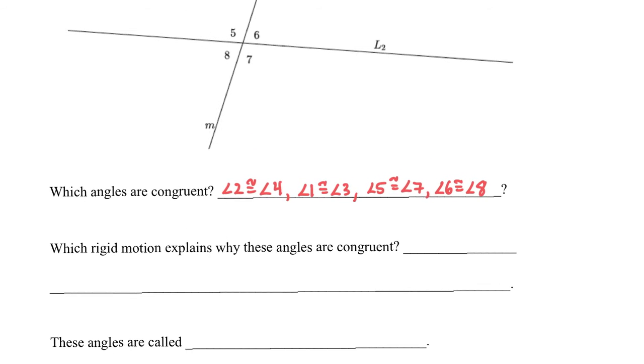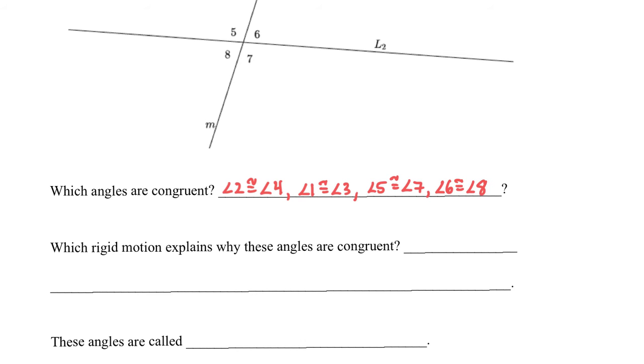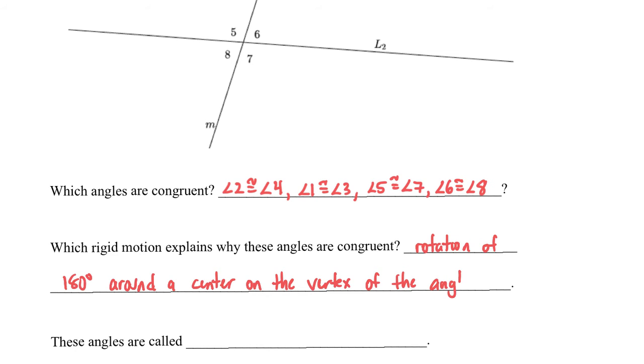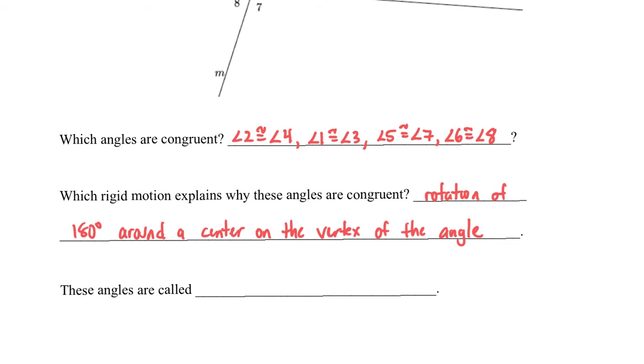So which rigid motion explains why these angles are congruent? A rotation of 180 degrees around a center on the vertex of the angle. These angles are called vertical angles.